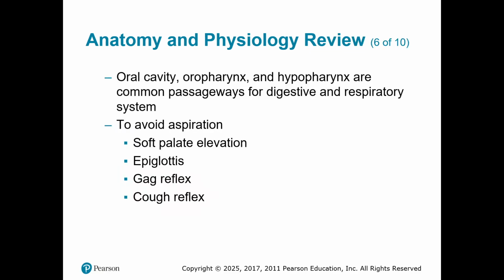Here we have the oral cavity, the oropharynx, and the hypopharynx. They're a common passageway, again, for the digestive system. Protective mechanisms help you to avoid aspiration. The epiglottis would be your primary one there, but you also have your gag reflex, which hopefully stops something from going down between the vocal cords and into your trachea. The cough reflex: if something stimulates your vocal cords, it'll cause you to cough. And then even the elevation of the soft palate.